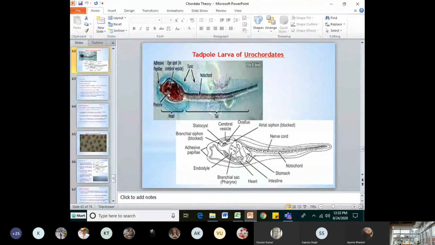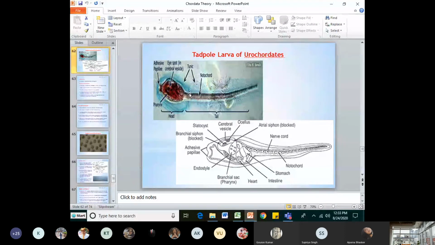Okay. And there are many structures associated in the head region like adhesive papillae, eye spot, or you can say cerebral vesicle. Then pharynx is seen, so this is the head region. Then behind the head is the tail region, which is supported by notochord, and the entire body is also encircled within a tunic test. So you are seeing these structures. First one is the head region, then the tail region.